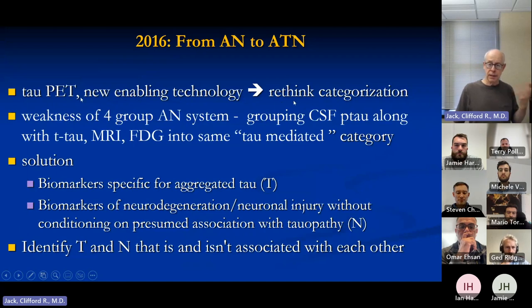And it caused me at least to really rethink this notion of AN categorization of biomarkers. An obvious weakness at the time was linking tauopathy and neurodegeneration. It's true in Alzheimer's disease. The problem is neurodegeneration is nonspecific. And the solution obviously then was to go from AN to ATN biomarker categorization. So then you would have biomarkers that are specific for aggregated AD tau, and then biomarkers that were specific for neurodegeneration and neuronal injury, but without conditioning this N category on a presumed association with tauopathy.